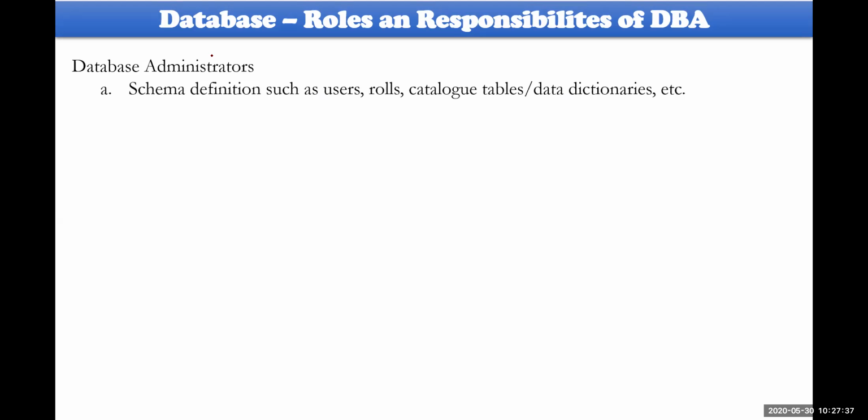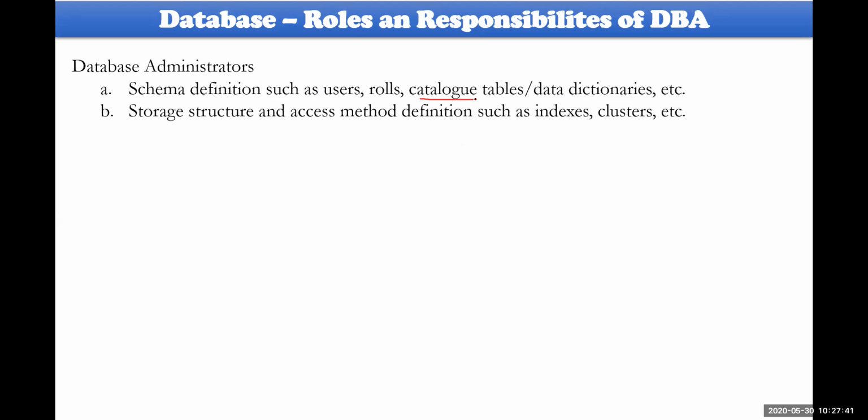And he may also create a certain number of catalog tables, otherwise data dictionaries, whatever data dictionaries you may have with you. So the catalog and the data dictionary will be collectively called metadata. These are called metadata. So these metadata kinds of tables are created by database administrators.